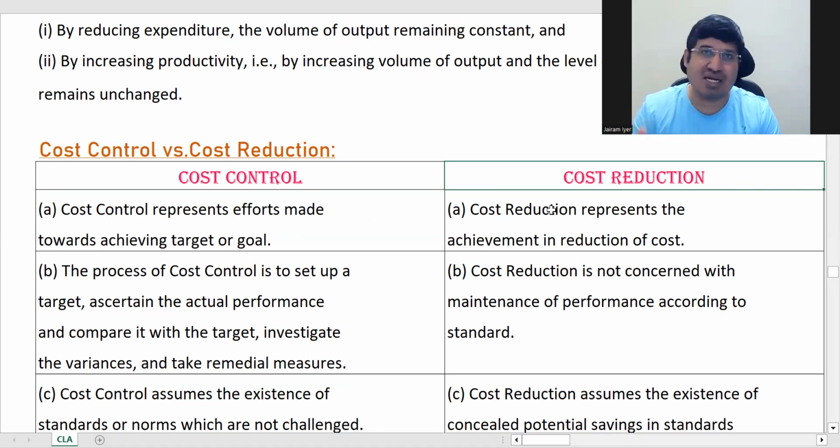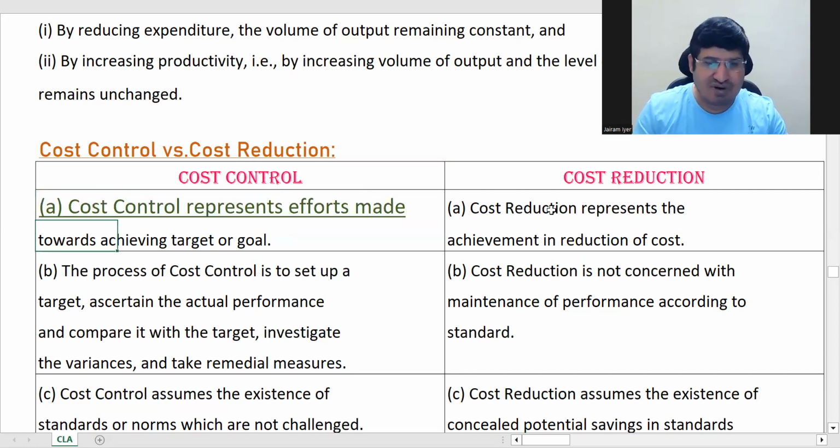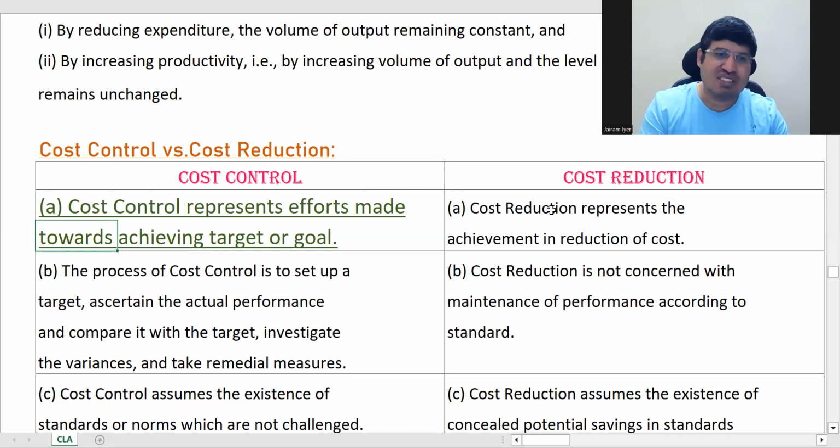Right. So similarly, there are several points which you can just remember, and you can just write 4 points. It's very, very easy. You know the concept of cost control and cost reduction. 4 points very easily you can write, and more than that, you need not write. So let's see here. Cost control represents efforts made towards achieving a target or goal.